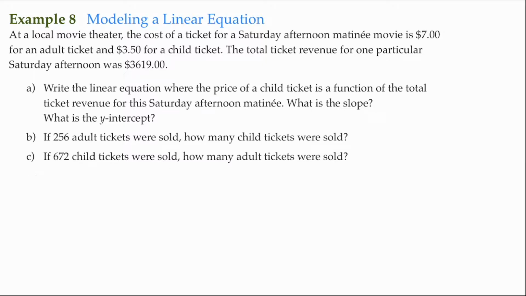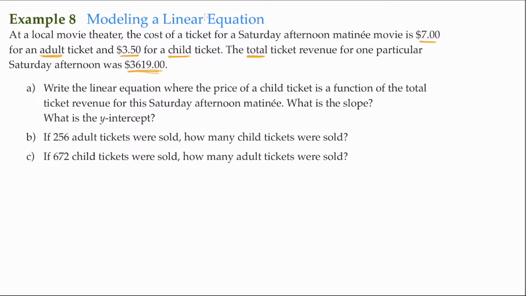The first one says, write the linear equation where the price of a child ticket is a function of the total ticket revenue for this Saturday afternoon matinee. So, of course, we're going to be doing a linear equation. So we want to come up with a linear equation that's going to replicate or model this scenario here. So let me point out a couple of things. It says at a local movie theater, the cost of a ticket for a Saturday afternoon matinee, that's $7 for an adult ticket, and it's $3.50 for a child ticket. It also says that the total was $3,619.